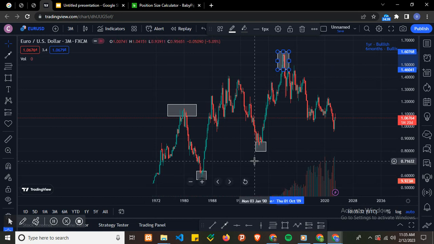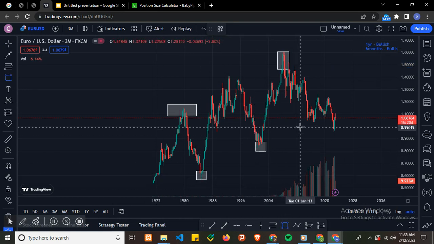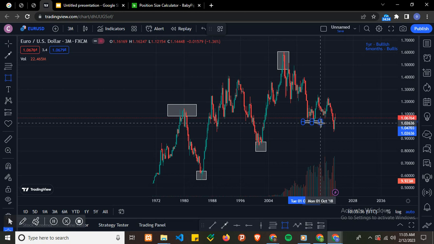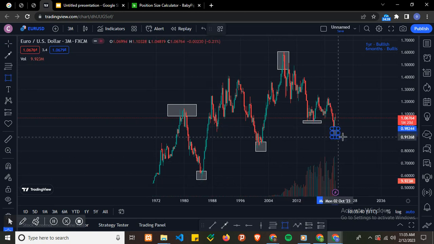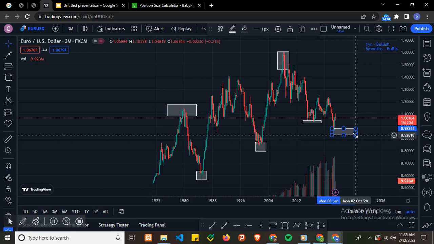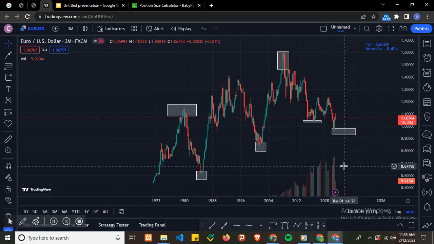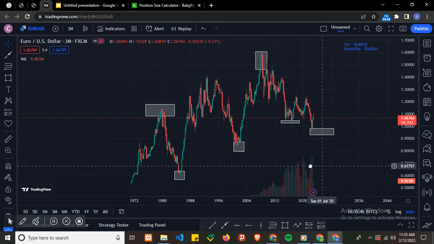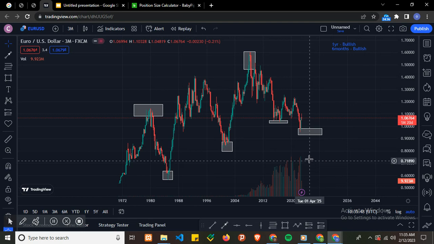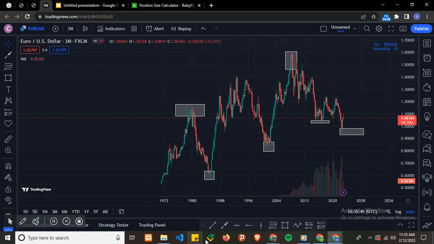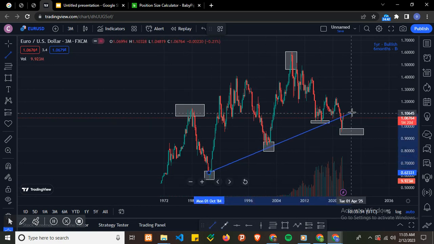Where it got rejected at the bottom, this is our what? Support. So these are support. And we have no support forming here. Still waiting for confirmation, can you see something like this? Now let's get our trend line. Let's use this. This is our trend line.